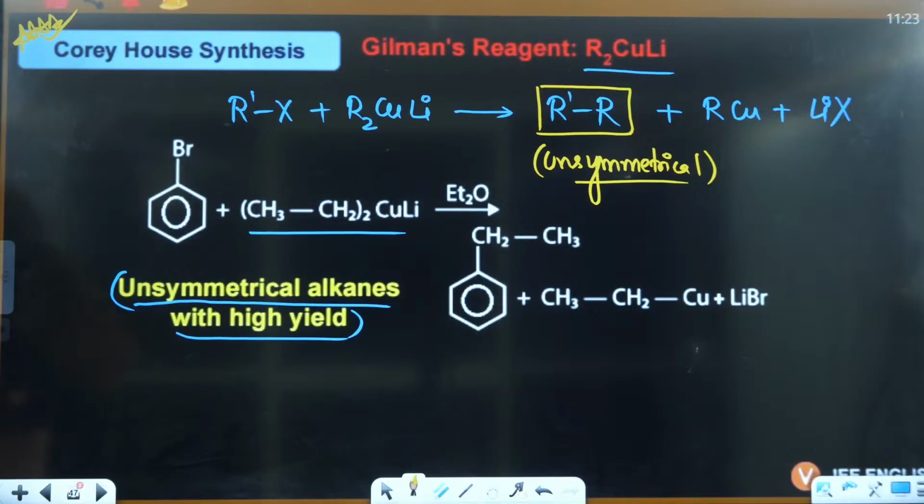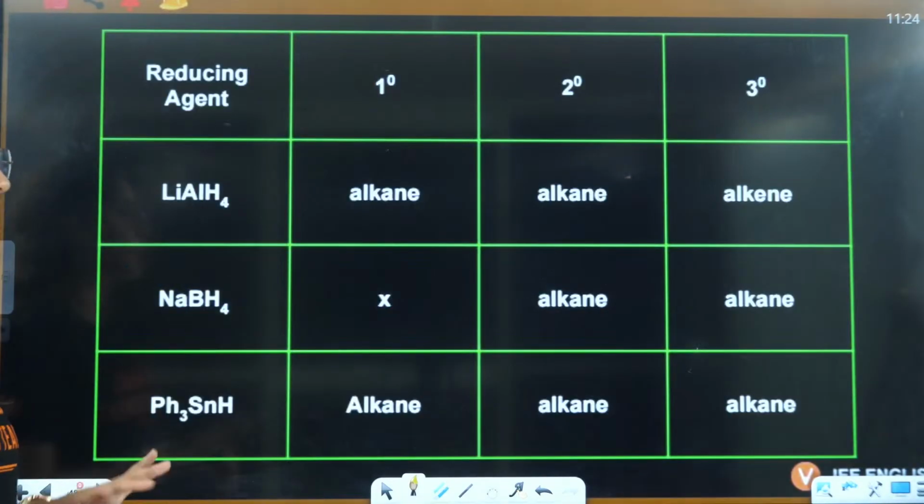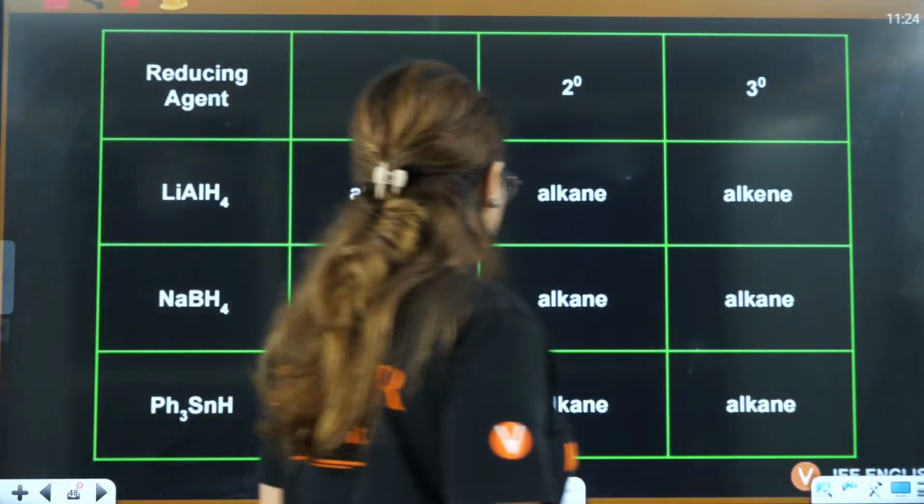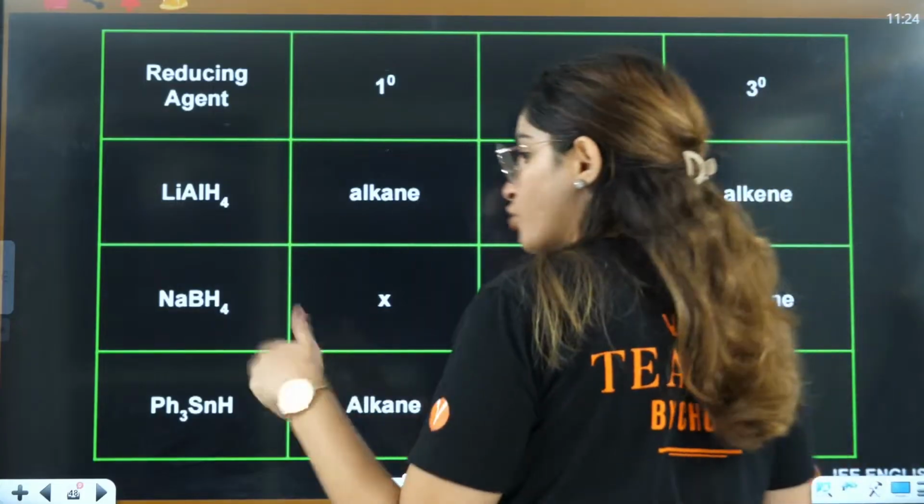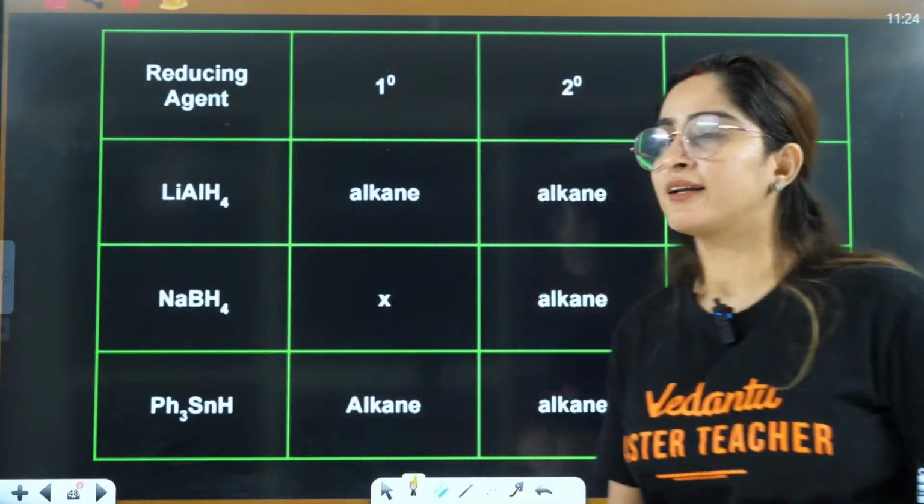Yes, yeah. We use Zn in Frankland, and in Corey-House synthesis we use copper. Okay. Thank you so much, Abhishek. We'll do that again as well. This year also, I'll do PYQs in between, right?